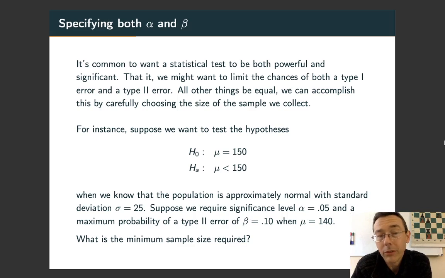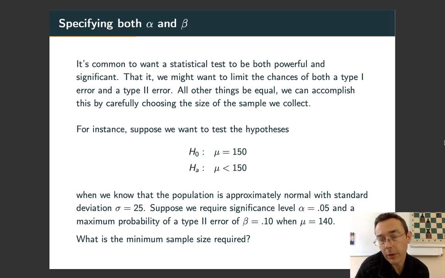So often when we do a significance test, we want to specify both a low alpha and a low beta. That is, we want our test to be both powerful and significant. As you might expect, we can accomplish those goals by getting a larger sample. Let's walk through this with an example.